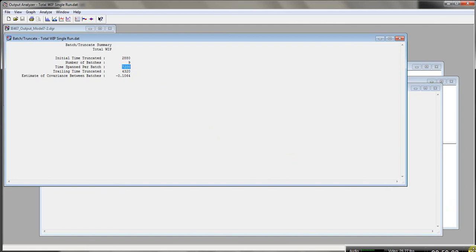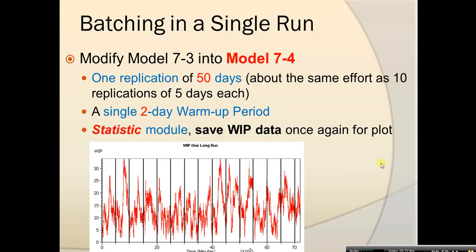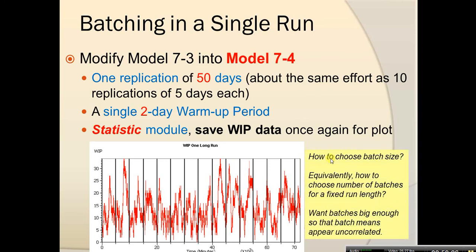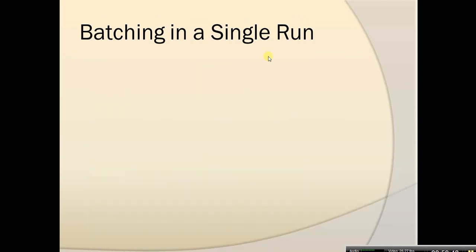Now let's return to the lecture, and this is where we have this work in process plot. This is for just a single run. When we batch a single run, how do we choose a batch size? I showed you that we can look at the batch size and what type of covariance it gives us. Equivalently, how to choose a number of batches for a fixed run length. We also want the batches to be big enough so that batch means appear uncorrelated, or the correlation is very weak.